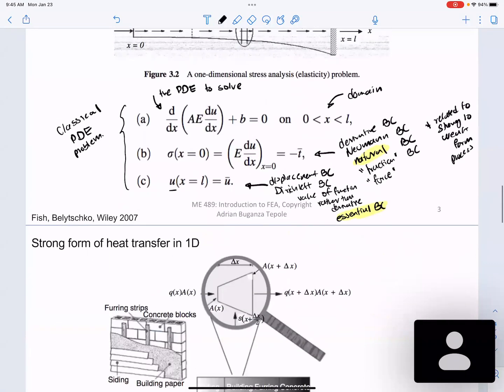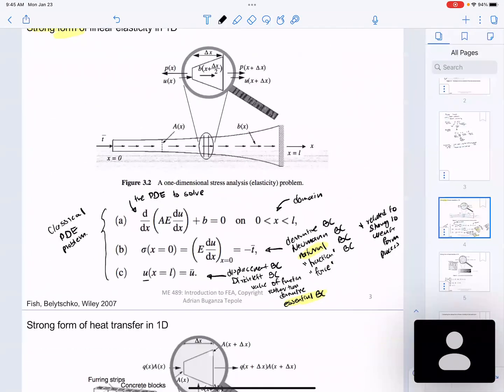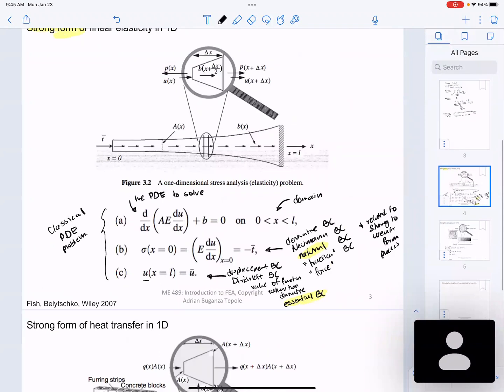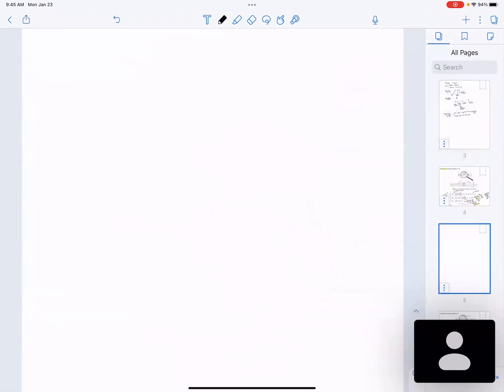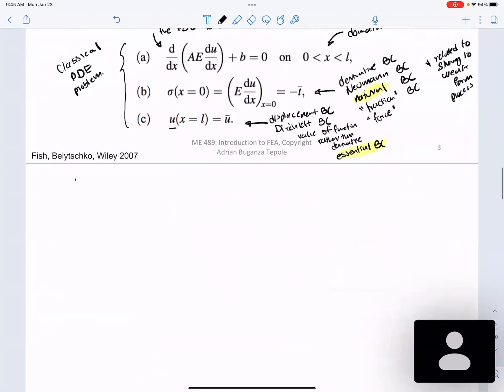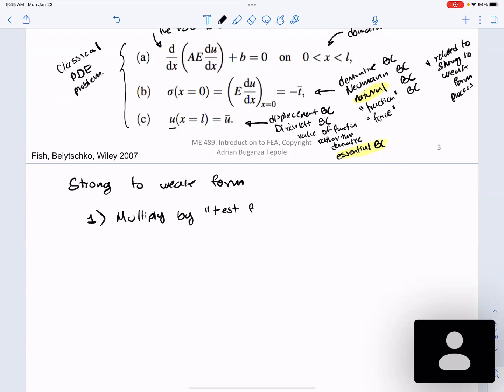All right, so let me do the process of strong form to weak form. It's kind of a recipe. So the first thing that we need to do is multiply by what we're going to call a test function and integrate.